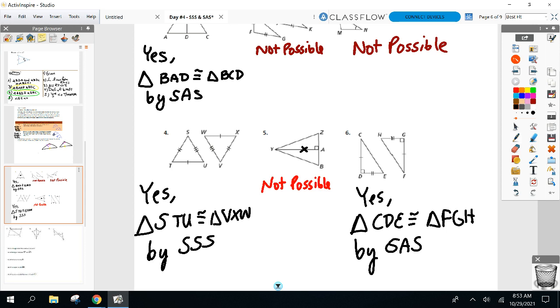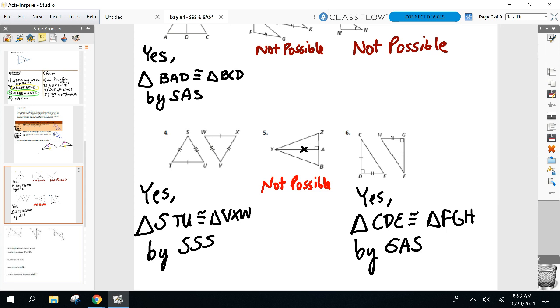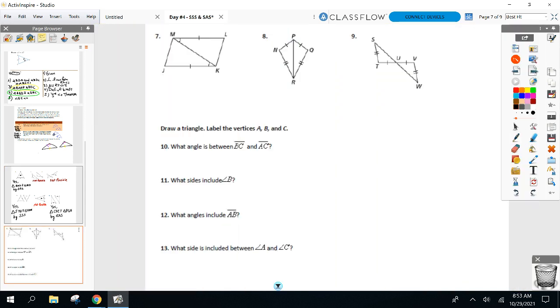Oh, we got a couple more, it looks like. Oh, we're not done. We're still hungry for more. Now we maybe get a little tougher here.